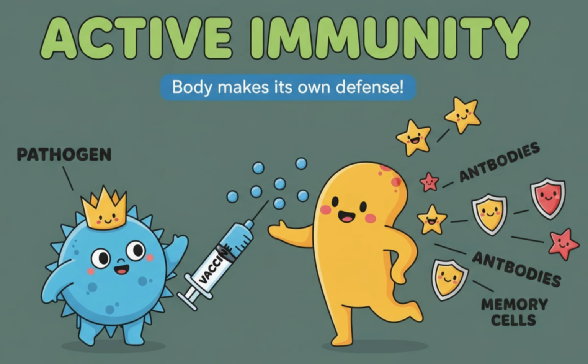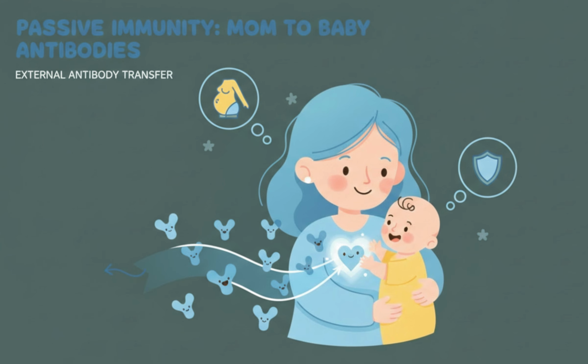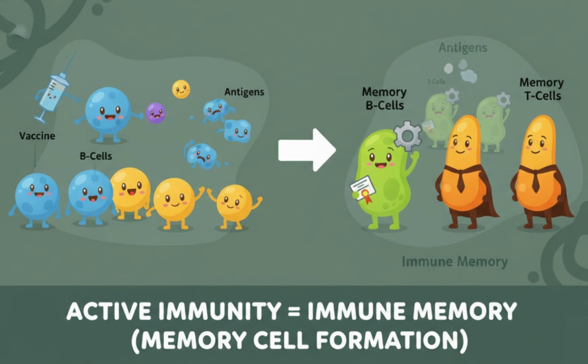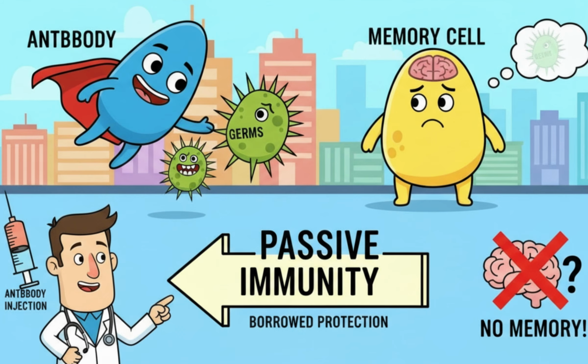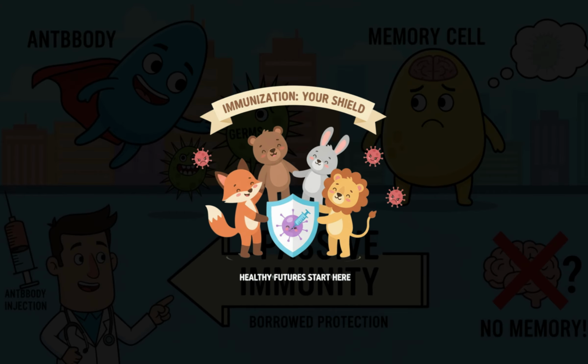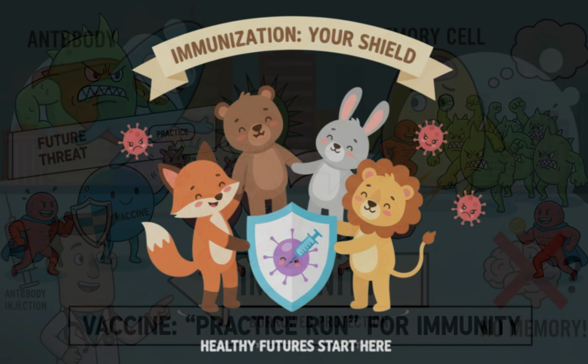Active immunity occurs when the body generates its own immune response after infection or vaccination. Passive immunity occurs when antibodies are transferred from an external source, such as from mother to child. Active immunity creates immune memory through the formation of memory cells, whereas passive immunity does not. This explains why vaccination is so important.